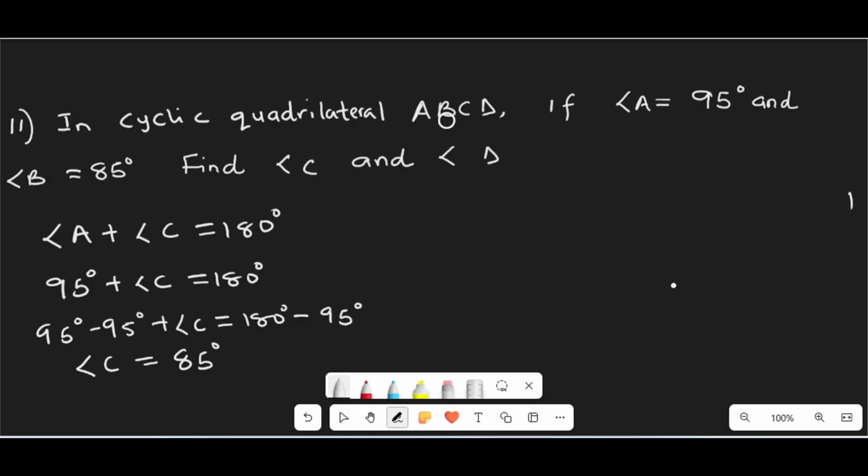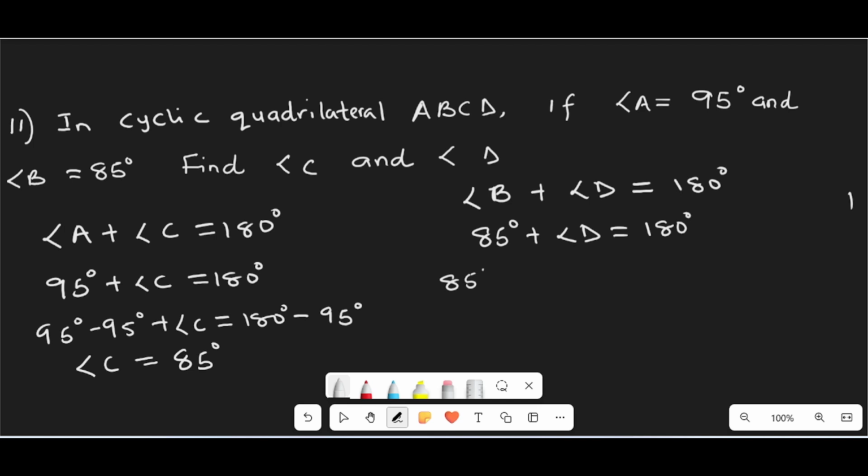I have said earlier that the opposite angle to B is D. So the summation must be 180 degrees. Angle B plus angle D equals 180 degrees. The value of our angle B is 85 degrees. Let us substitute it. 85 degrees plus angle D equals 180 degrees. Let us subtract 85 from both sides.